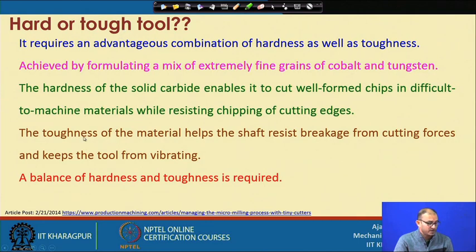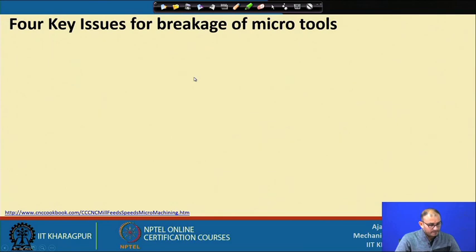Because we do not want to break the tool, because a hard material will break very easily, but if you use toughness here, even if there is a little bit of bending or vibration, it will still retain its form. So, what is required is a balance of hardness and toughness, because both cannot be achieved simultaneously. You have to sacrifice some hardness by adding more toughness, so that the tool will not break during vibration or a high bending load. That is the way we have to think about the composition of the tungsten carbide tool, in such a way that you can get the required properties.